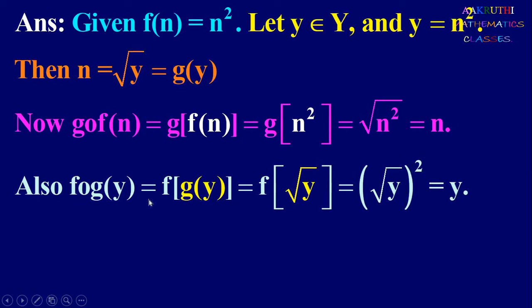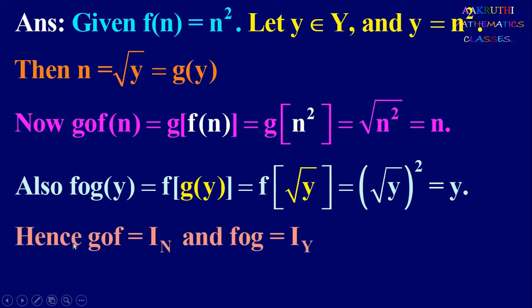So therefore f composite g of y is y only. So here g composite f is i_N and f composite g is i_Y. So both are identity functions. So therefore f is invertible. Here g composite f is identity function and f composite g is also identity function.